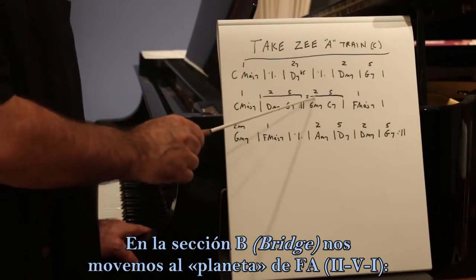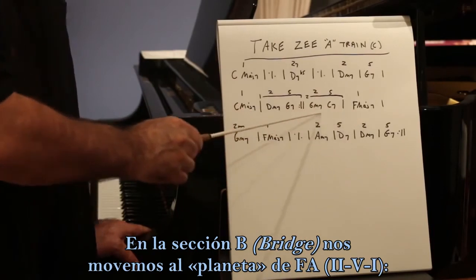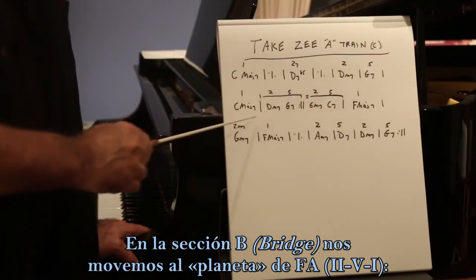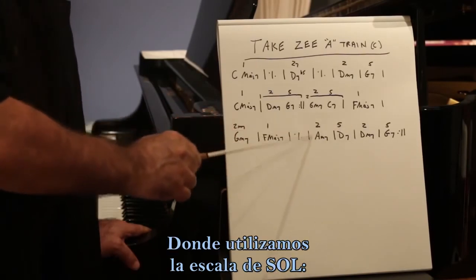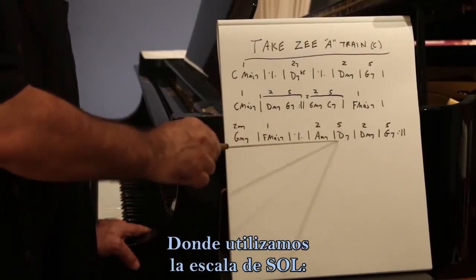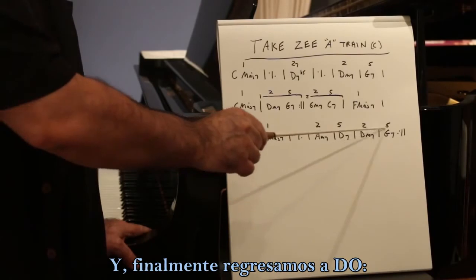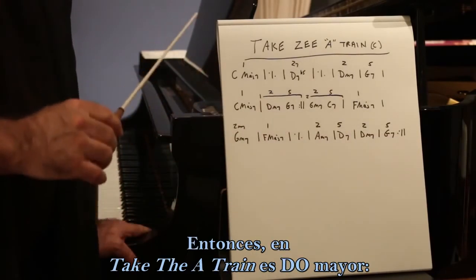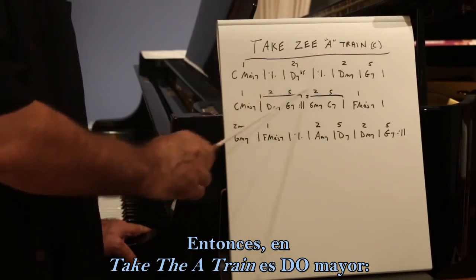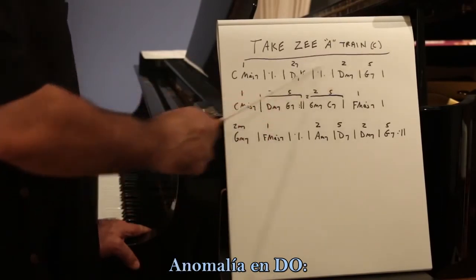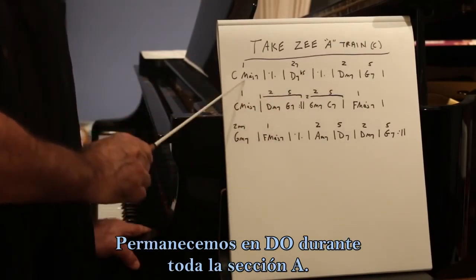In the bridge, we go to F planet. Here, 2-5-1. It stays in F planet all the way to here, where we have G planet. We can use the G scale here, and then we're back to C. So Take the A Train is C planet. Anomaly in C. Staying in C for the whole entire A section.